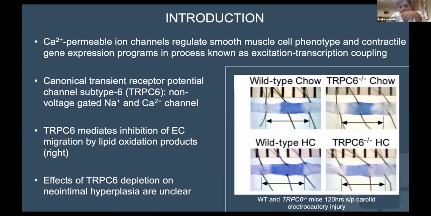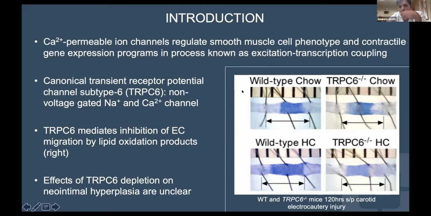We have previously demonstrated that TRPC6 mediates inhibition of endothelial cell migration by lipid oxidation products, as shown on the right. Here, wild type and TRPC6 knockout mice are fed standard chow diets or high cholesterol diets and perfusion fixed with Evans blue dye 120 hours after a carotid electrocautery injury.